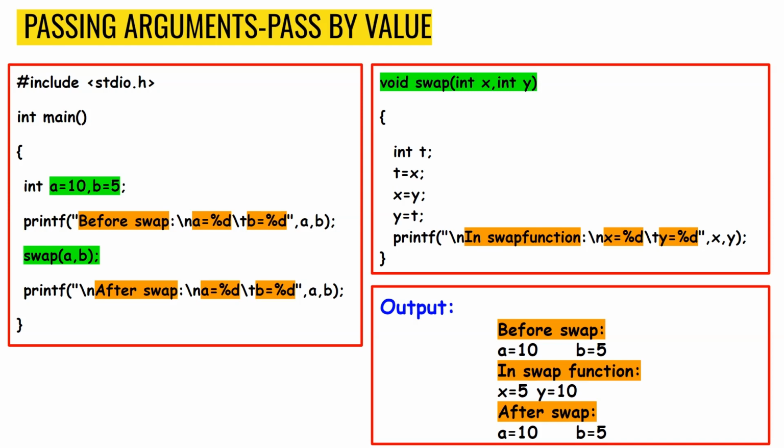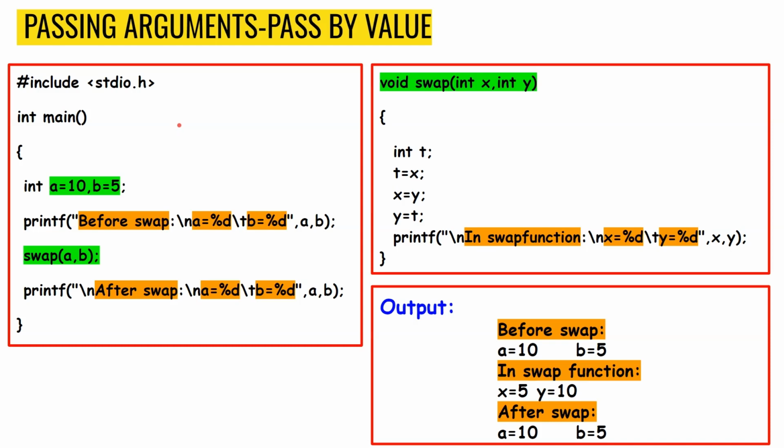If the arguments are passed by value, the changes made in the values of formal parameters inside the called function are not reflected back to the calling function. Let us understand this concept with the swap example. So, program to swap two numbers. With this we can easily understand the parameter passing methods.